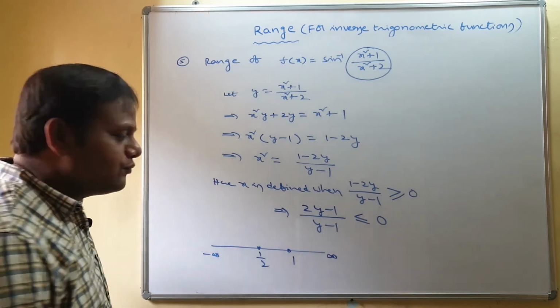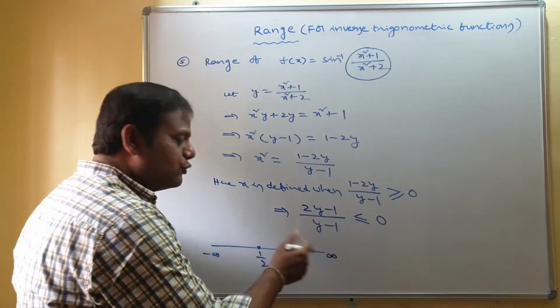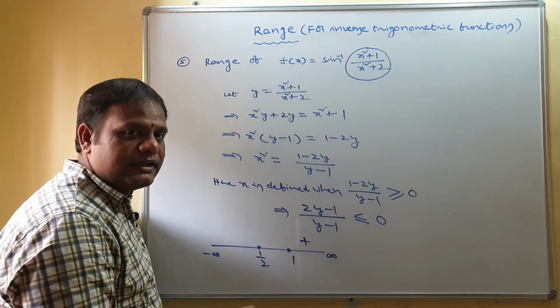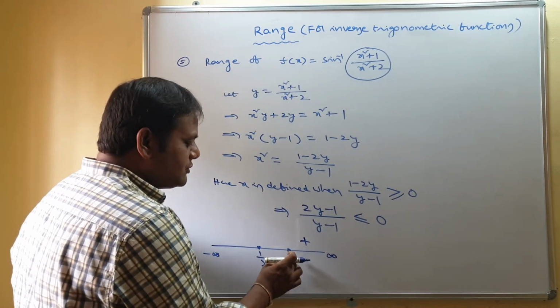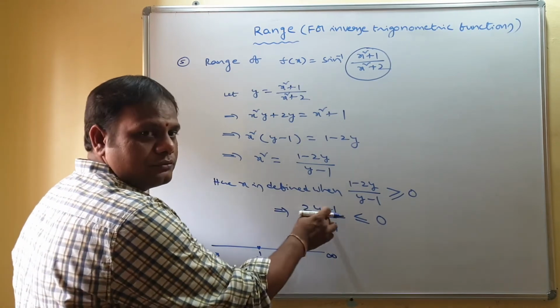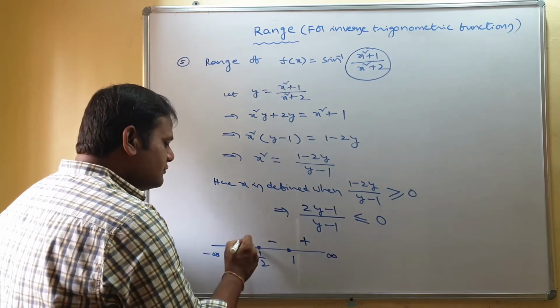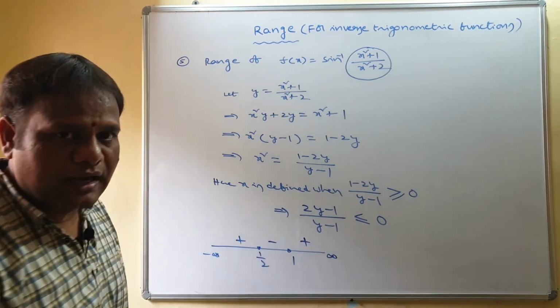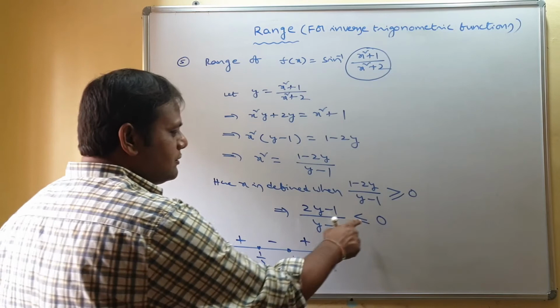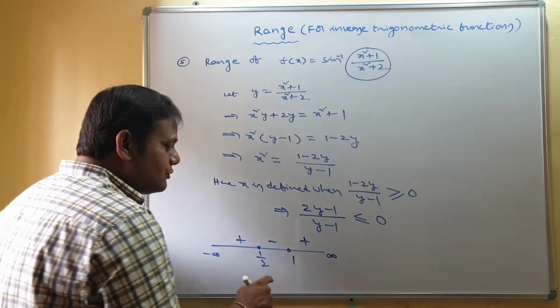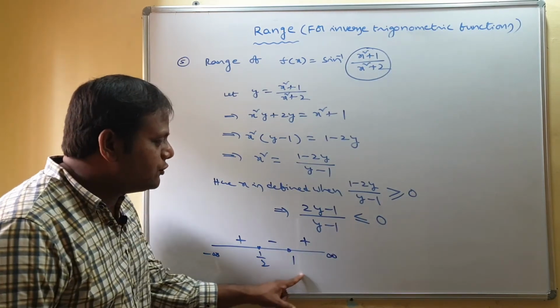You do one thing. Rightmost, you take positive. You can take it blindly. If you want, you verify. Suppose after 1, take 2. Positive? Yes, positive. Then negative, then positive. Change them alternately. What do we want? Less than 0. Is it right? So, you can take 1 by 2 to 1.